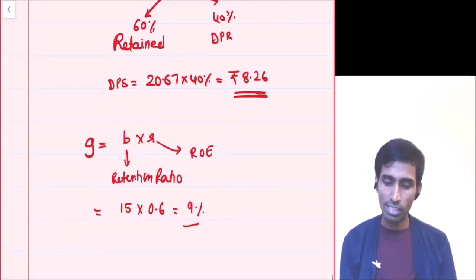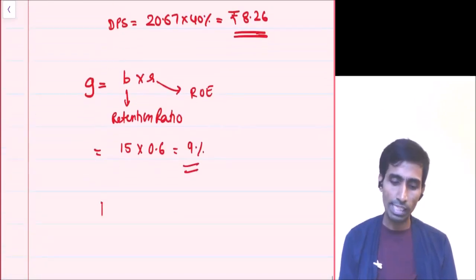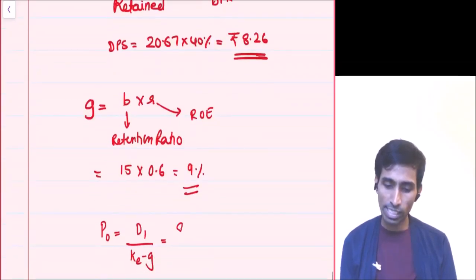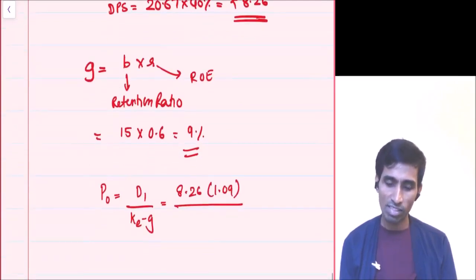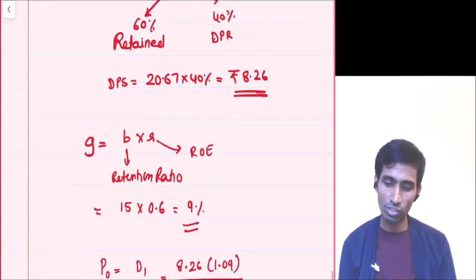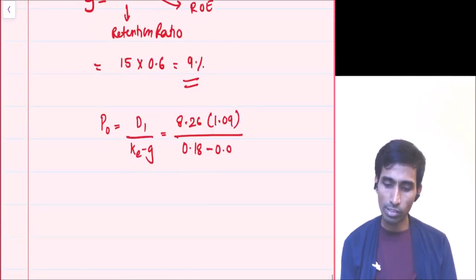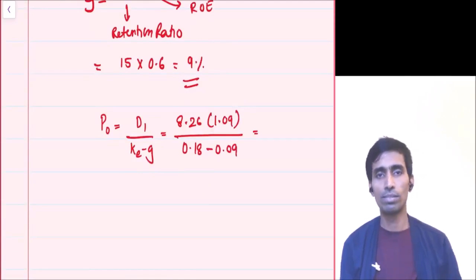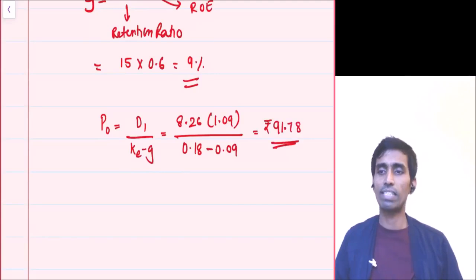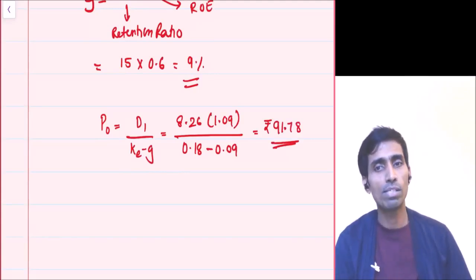This comes to how much? 9%. So once I know the growth, I can calculate P0 is equals to D1 upon KE minus G. So my dividend is how much? 8.26. In that there will be 9% growth upon KE is 18%. Okay, KE is 18%, which is given in the question, minus 0.09. The answer comes to 91.78. Okay, so this is how the sum is solved.